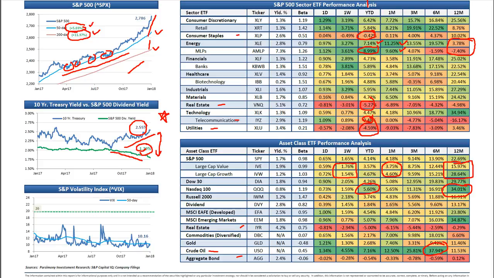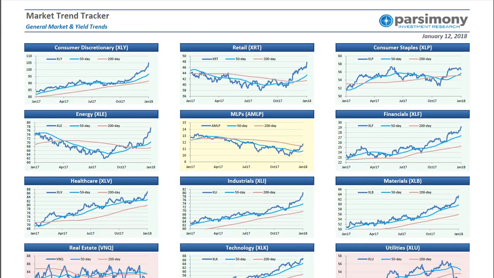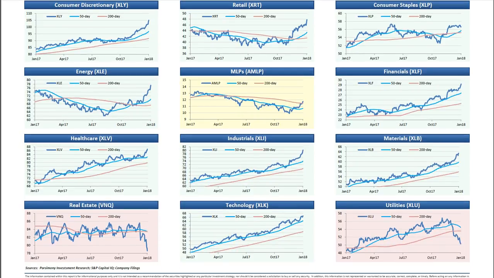But I do want to show you the next page in the analysis, which is, again, just another quick look. I've got everything color coded here. So these are all the sectors from above. And obviously green is sectors that are in solid uptrends, where the 50-day is above the 200-day and the price is above both of those moving averages. So those are all in green. So you can see most of them are in green.